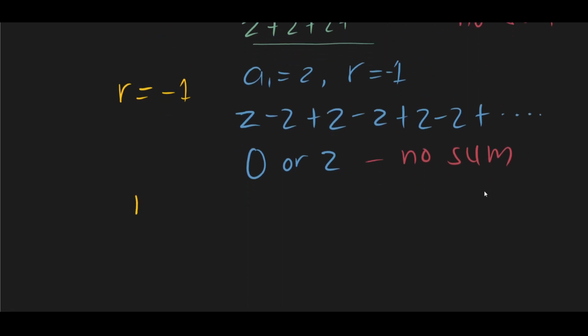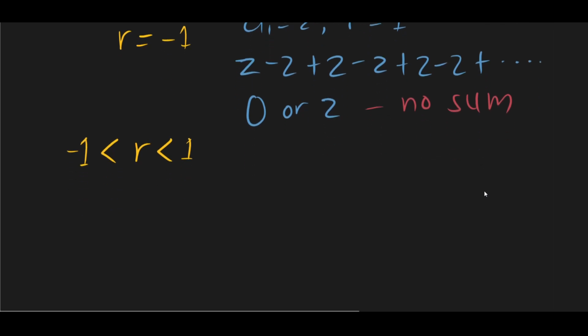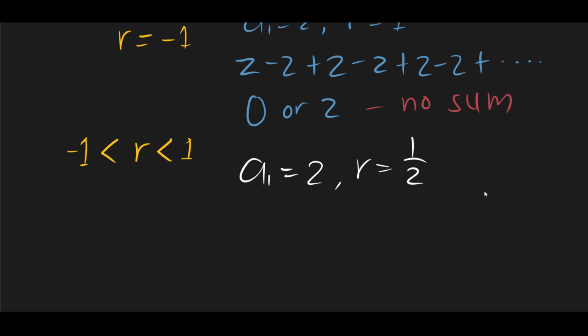Now the last case right here is if r is lesser than 1 and if r is greater than -1. In other words, the value of r is in between -1 and 1. Okay, so an example would be a1 is equal to, let's just use 2 again. So a1 is equal to 2 and our r is equal to 1/2.